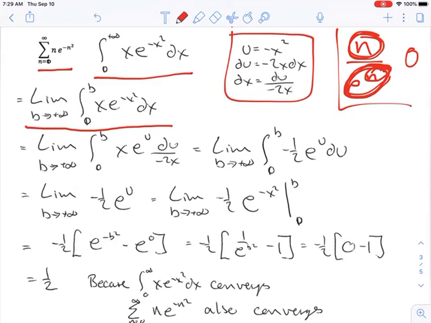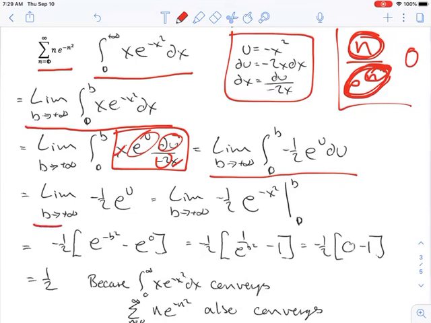Letting u be equal to negative x squared, du is negative 2x dx, dx is du over negative 2x. Substituting that in, which is what I did here, the x's will cancel out. We get this negative 2 in the denominator, which comes out in front as a negative 1/2, e to the u du. So we've got this to integrate. And so integrating e to the u is easy. It's just e to the u.